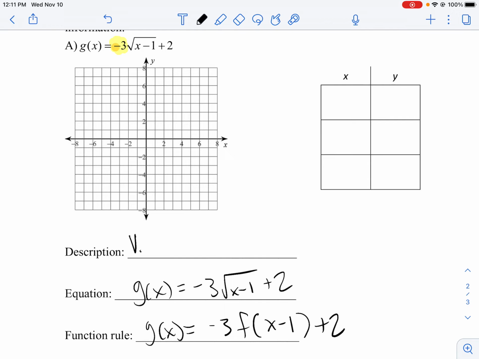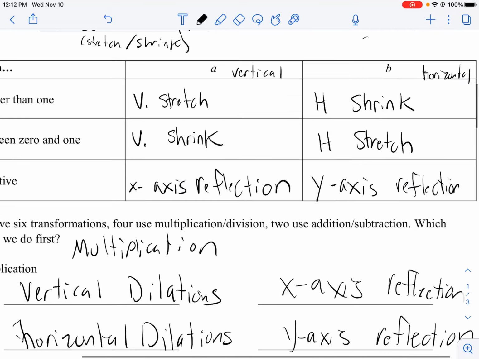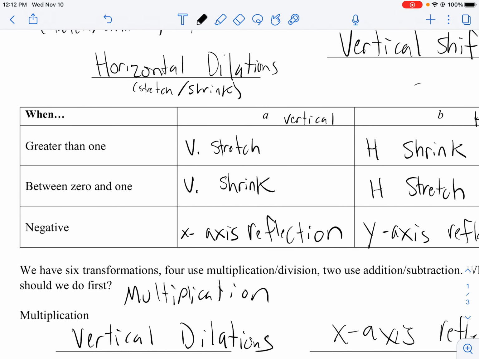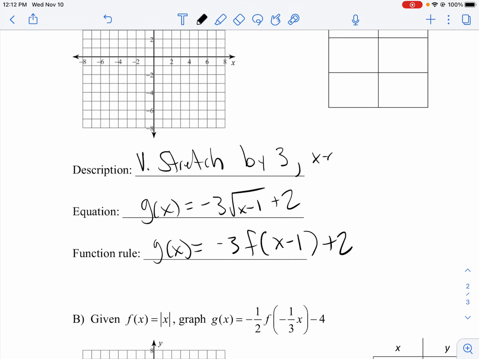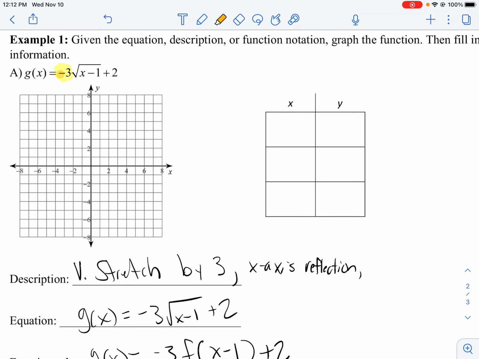What operation is this? Multiplication, or addition, subtraction? Well, it's multiplying. So it would be a vertical stretch, as 3 is larger than 1. So a vertical stretch by 3. Now you also have that reflection. Remember, if it's vertical, a number on the outside, and negative, it is an x-axis reflection.